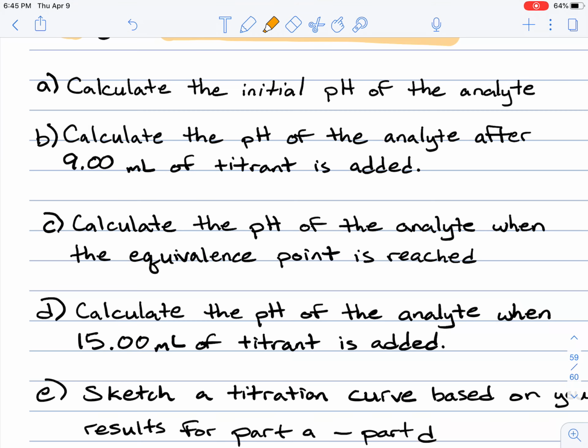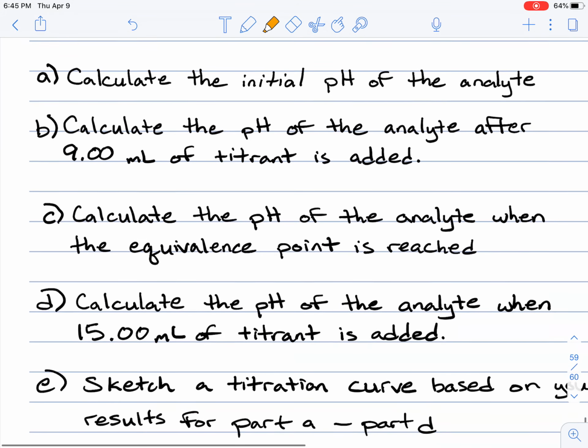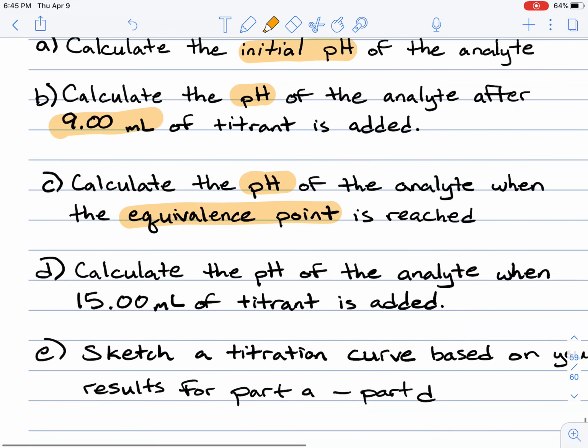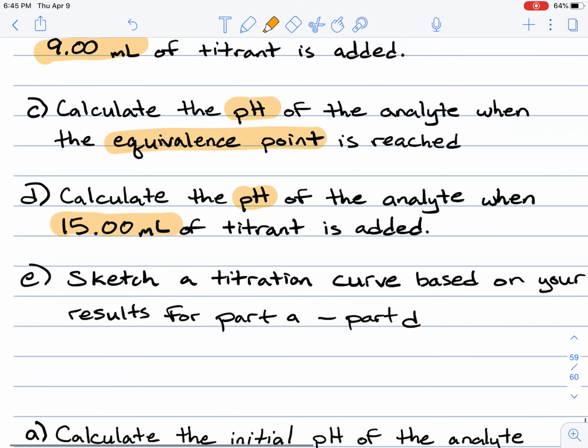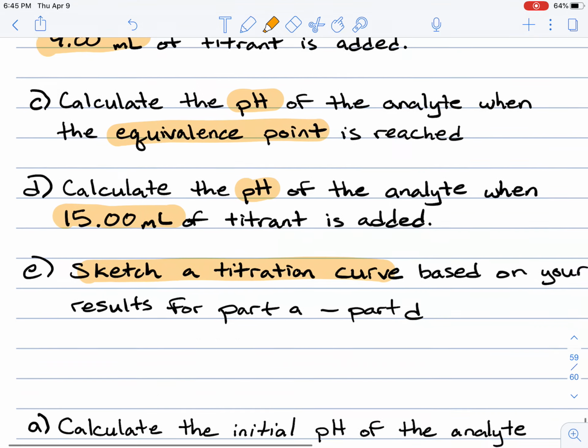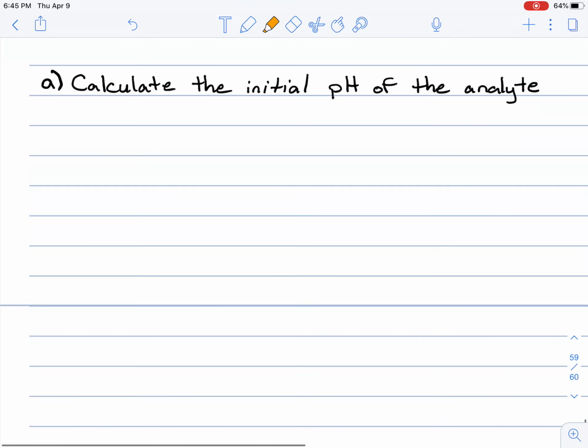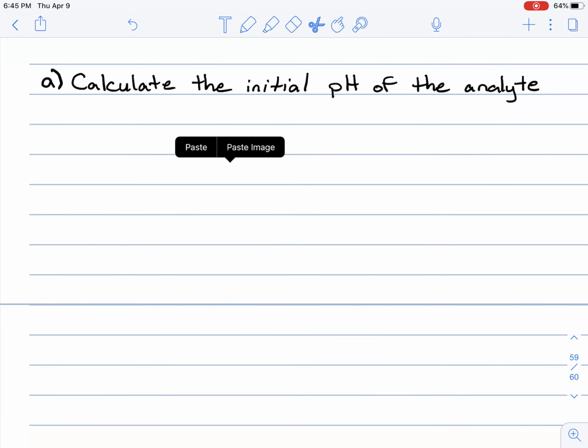Looking through each part, the first thing that we're going to do is calculate the initial pH of the analyte, and then we're going to calculate the pH when we add 9 mL. Then we're going to calculate the pH when we've reached our equivalence point. We're going to calculate the pH when we add 15 mL. And then last but not least, we're going to sketch the titration curve. So let's go ahead and perform the first task.